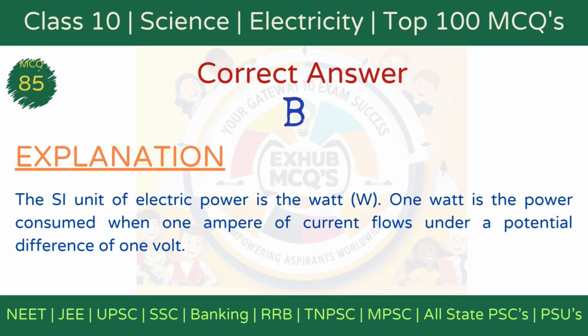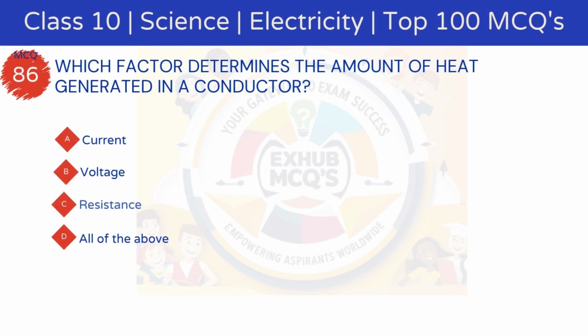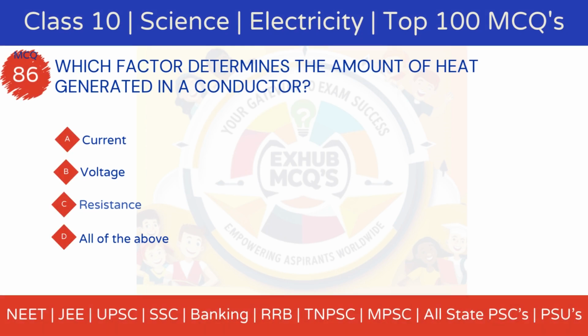MCQ 86. Which factor determines the amount of heat generated in a conductor? Option A, current. Option B, voltage. Option C, resistance. Option D, all of the above.